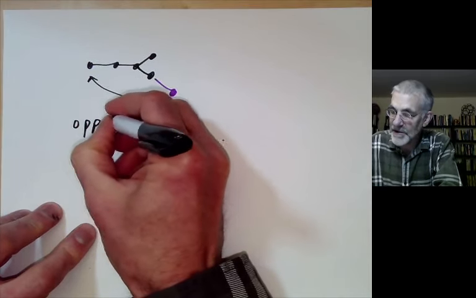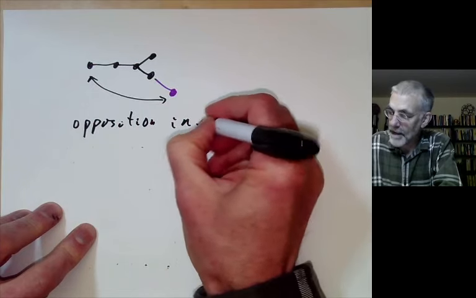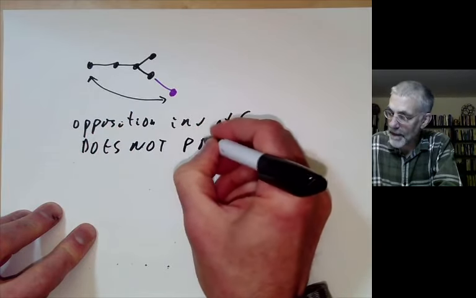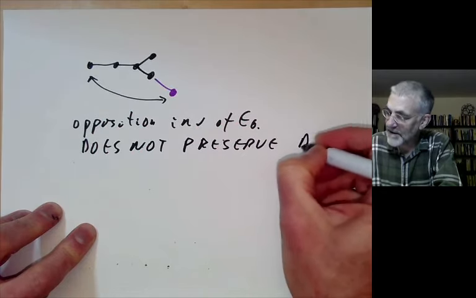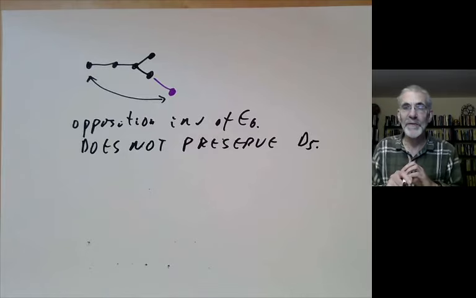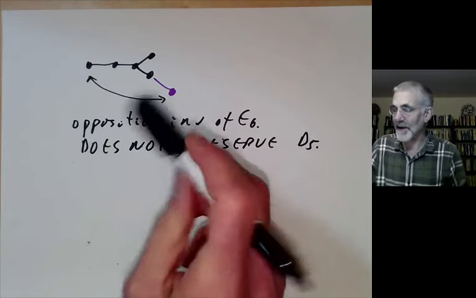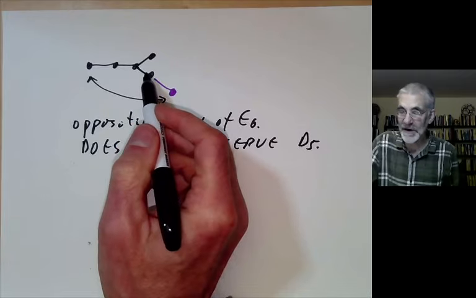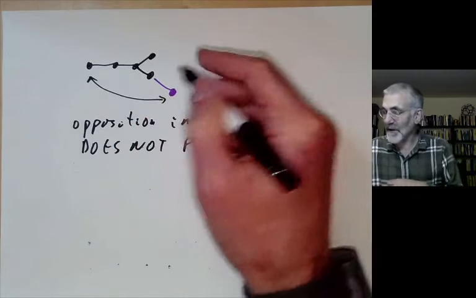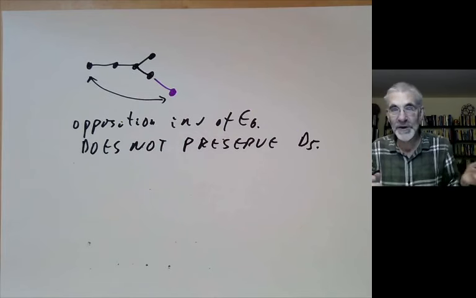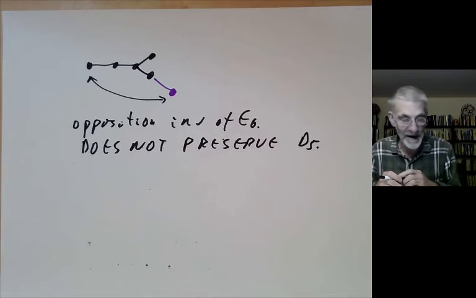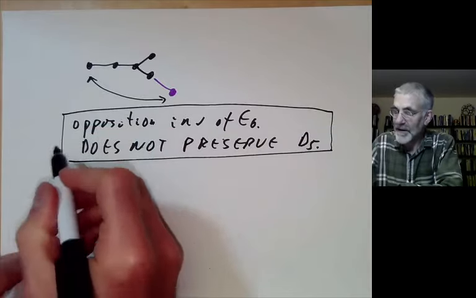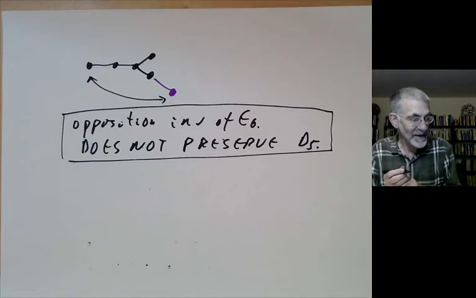So the opposition involution of E6 does not preserve the D5 subdiagram. And this is what is causing the problem. If you look at all the other cases we had, we see that the opposition involution of the bigger Dynkin diagram preserves the smaller Dynkin diagram. I mean, if we take Dn inside Dn+1, then the opposition involution of Dn+1 is always preserving Dn. So this is what is causing the Dynkin diagram of the Lorentzian lattice to become infinite.